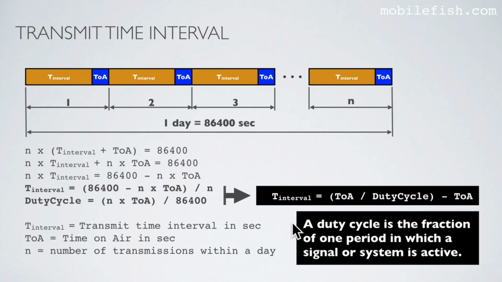The definition of a duty cycle is this. A duty cycle is the fraction of one period in which a signal or system is active. In this picture, the period is a whole day. So the duty cycle is the number of transmissions times the time on air divided by 86,400. The time on air is the time the message is being transmitted.